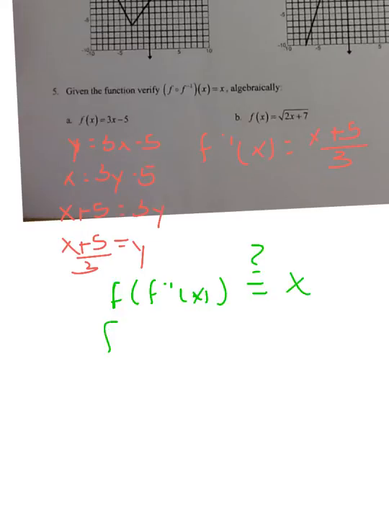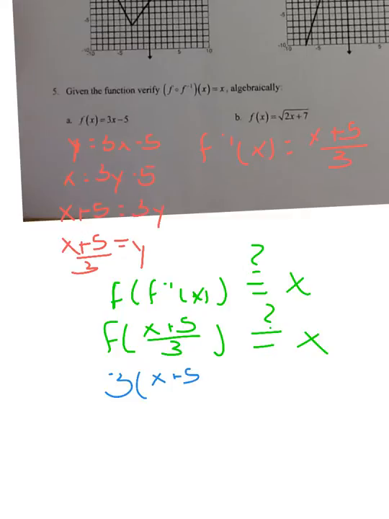So I want f of the inverse. Does that give me x? My inverse is x plus 5 over 3. So now I want to take this and plug it into my f, which is this x value here. So it's going to be 3 times my x, which is x plus 5 over 3. And then I have that minus 5.